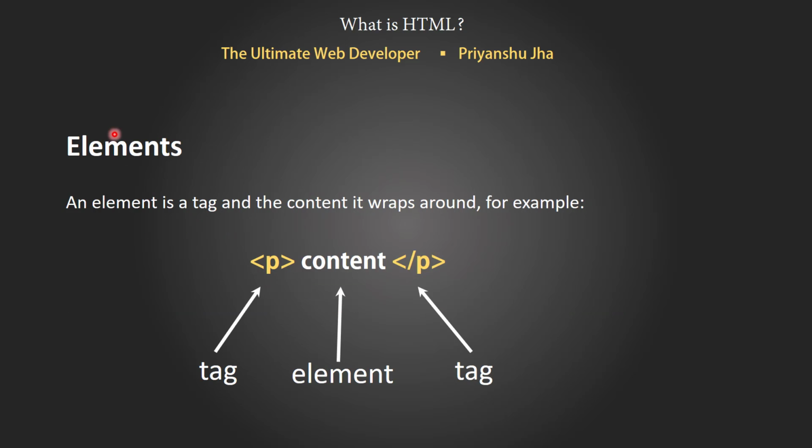So next we see elements. An element is a tag and the content it wraps around. For example, here I have a p tag. The p tag has an opening tag and a closing tag, and between these the content is written, and that is the element. So anything that lies between the tags is called an element. The basic thing about an element is that it is a tag with content wrapped around it. I have already given you an example: a closing tag and an opening tag, and in between the content is written, and that is called an element.